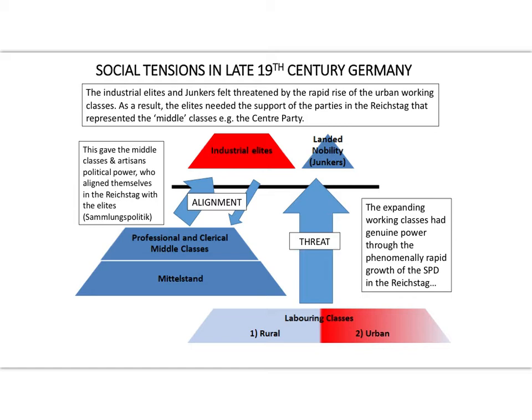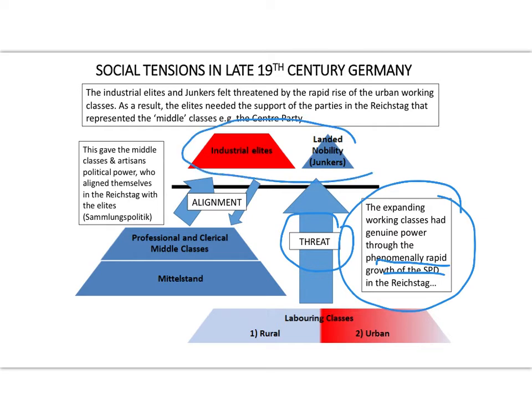So there we have it, okay. The social tensions diagram. So you've got the expanding working classes had genuine power through the phenomenally rapid growth of the SPD and the Reichstag. And that was a threat to the groups here. So the industrial elites and the Junkers felt threatened by that rapid rise of the urban working classes.